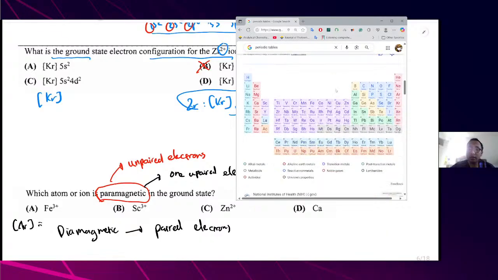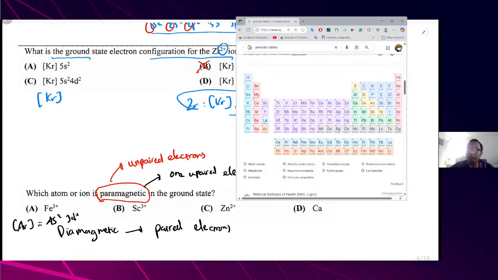Hopefully it gives us a much bigger picture. Okay, so for Fe, the electron configuration, again we have to start from the neutral first: [Ar] 4s2 and then 3d6.